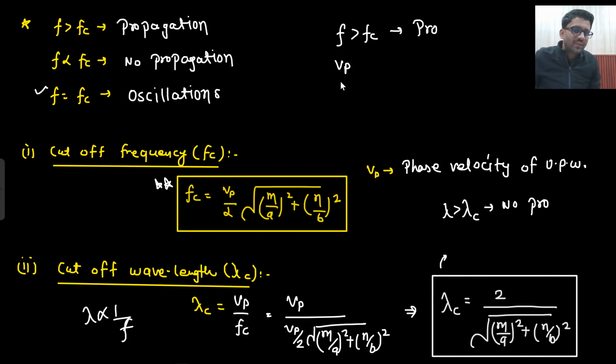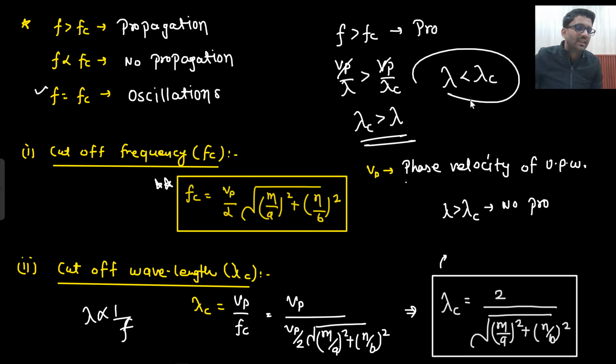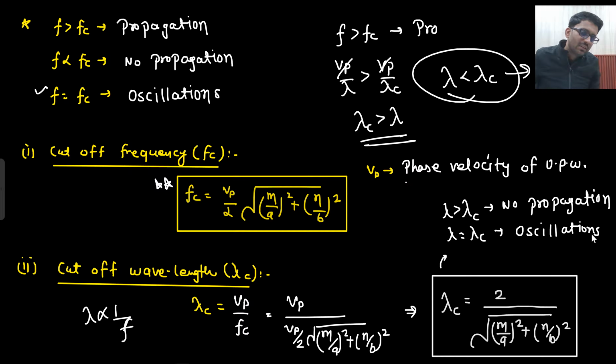So what is f? f is Vp by lambda. And what is fc? Vp by lambda c. So if this gets cancelled, what condition are you getting? Lambda c should be greater than lambda. So if lambda c is greater than lambda, or you can say lambda is less than lambda c, then there will be propagation. If lambda is greater than lambda c, then there will be no propagation. Both have an inverse relation. And if lambda is equal to lambda c, that means there is oscillation. And if lambda is less than lambda c, that means there is propagation.